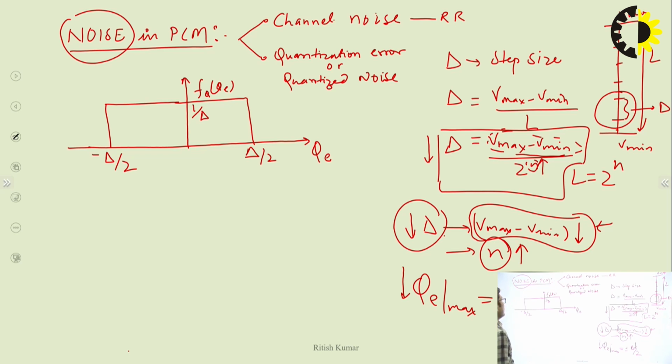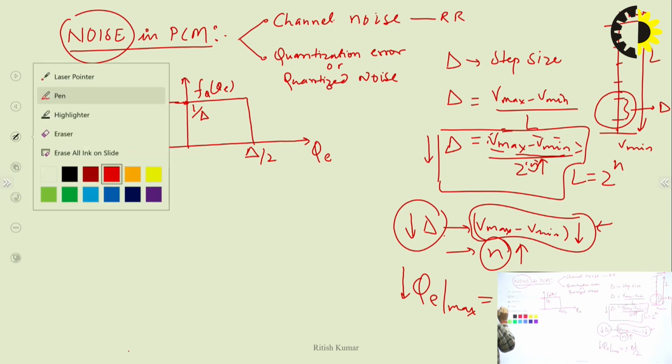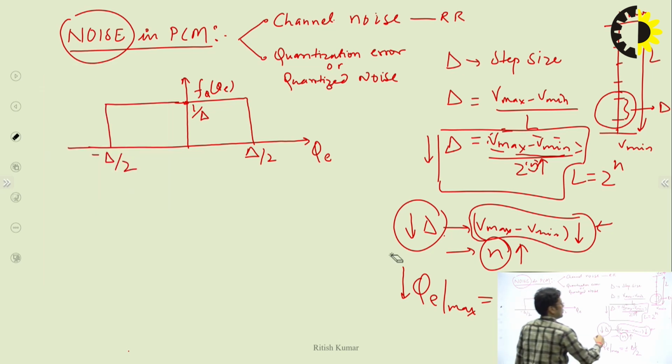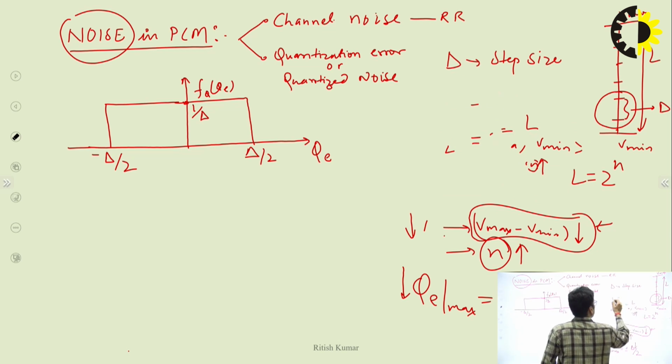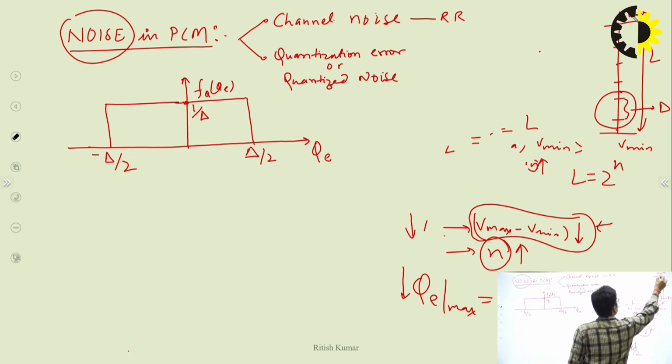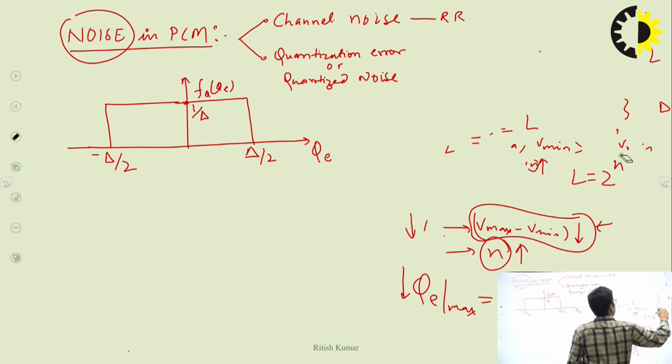So here I'm considering the PDF of this quantization error that lies between minus delta by 2 and delta by 2, and through the definition of the PDF, the area under the PDF should always be equal to 1, and that's why this value would become 1 by delta. I think this one is clear to all of you how it comes, right? So next, we will derive the signal to quantization noise ratio, right?